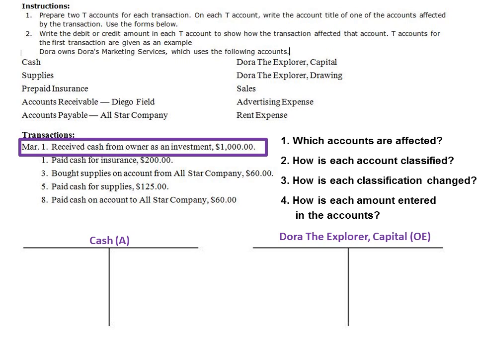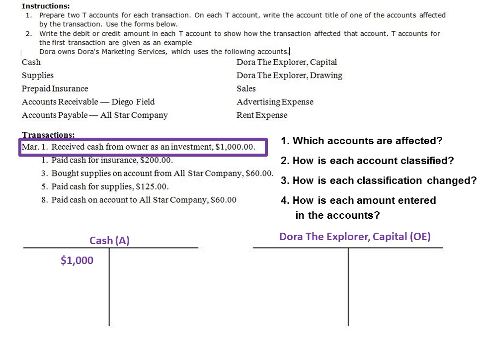For how is each classification changed? Well, we received cash, so do we have more or less cash? We have more cash. So, in order to enter that account, cash is an asset account. Assets are on the left-hand side of the accounting equation. All assets have a debit as their normal balance. In other words, all assets show an increase with a debit entry in their account of $1,000.